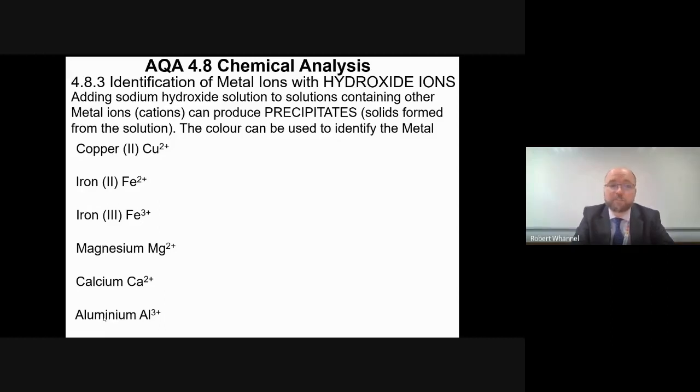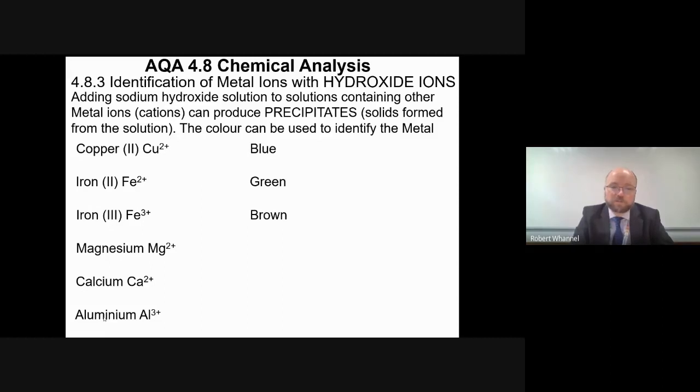So copper 2+ gives a blue solid, a blue precipitate. Iron 2 is green, and iron 3 is brown. You might sometimes get away with saying orangey brown. It's a rust color because it's rust that is essentially iron 3. So those are the 3 that are distinctive. Cu blue, Fe2+ green, Fe3+ brown.